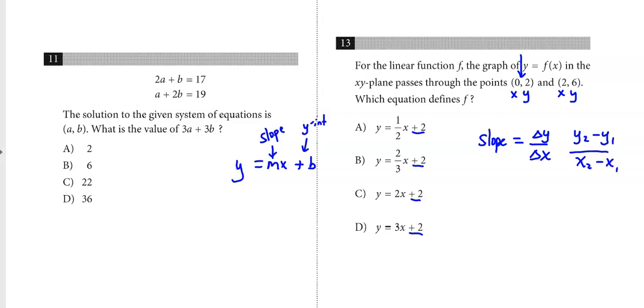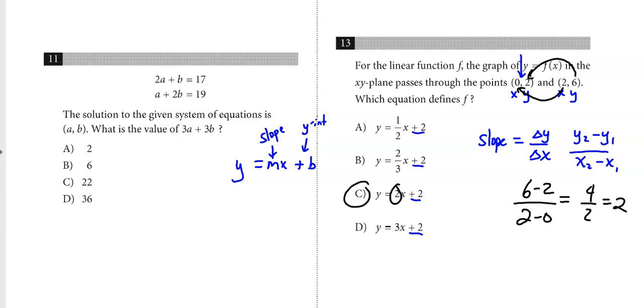But basically, I'm going to subtract the y's. So I'm going to go 6 take away 2. And I got to go the same direction when I subtract 2 take away 0. And I get 4 over 2. So it has a slope of 2, which is right here. So the correct answer is C.